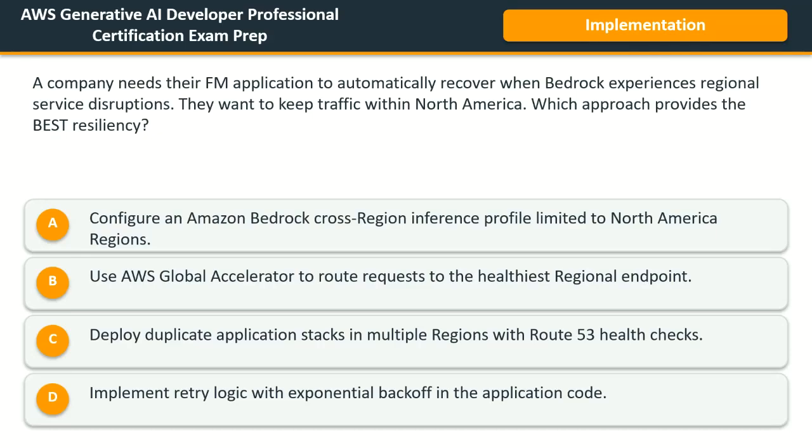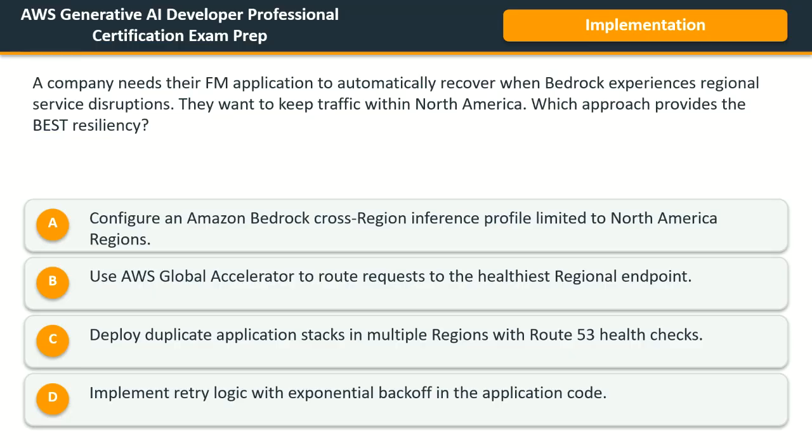A, cover an Amazon Bedrock cross-region inference profile limited to North America regions. B, use AWS Global Accelerator to route requests to the healthiest regional endpoint. C, deploy duplicate application stacks in multiple regions with Route 53 health checks. D, implement retry logic with exponential backoff in the application code. The correct answer is A.